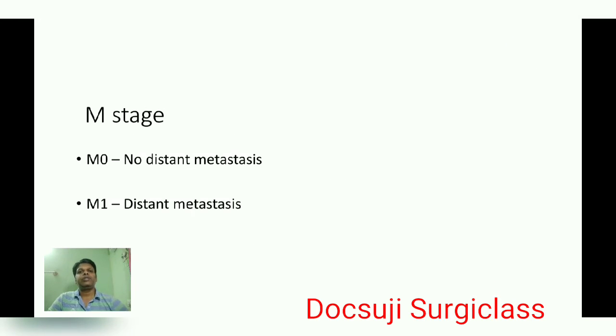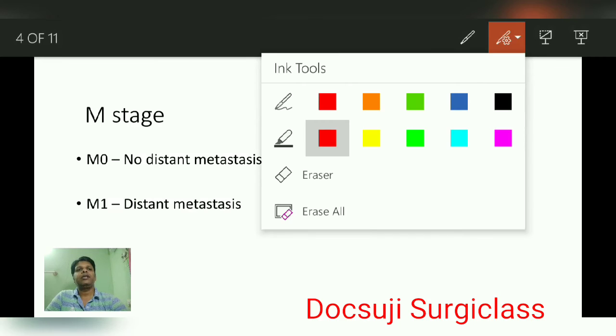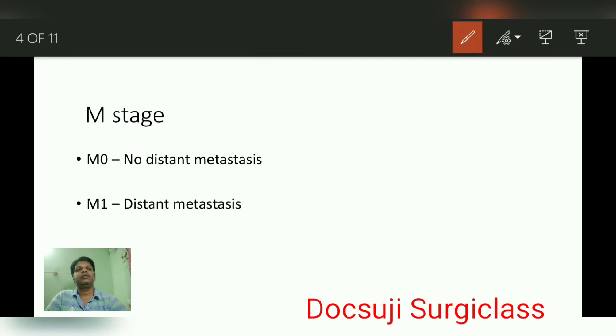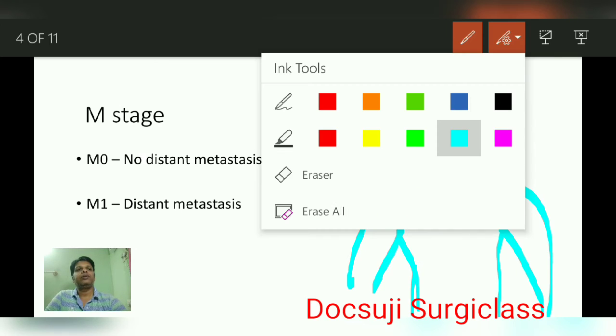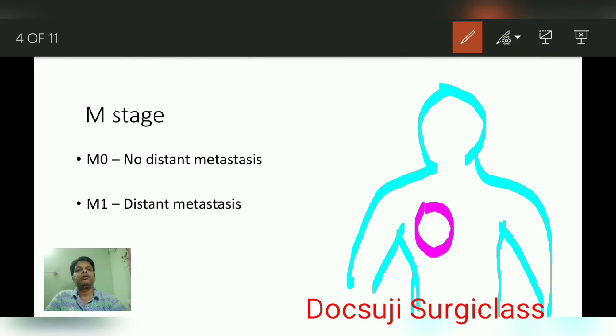Then comes the M stage, that is distant metastasis. So here you got M0, that is no distant metastasis. So you all know that distant metastasis means a tumor that is present away from that location without any relation, you got a metastatic tumor deposit. Suppose consider this patient having a breast lesion, a tumor is there.